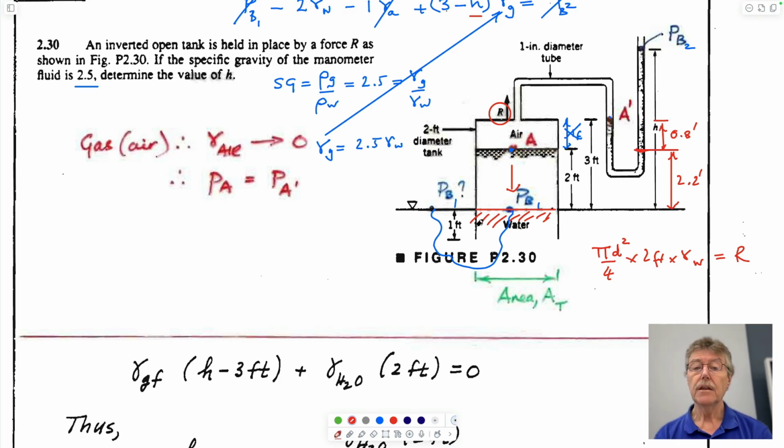Okay? The other way you could do it is you could calculate exactly what the pressure was here, because you know that's 0.8 magnitude of the gauge fluid. And if you multiply 0.8 by 2.5, which is the specific gravity, you get 2 feet, which is the height of water in here. 0.8 times 2.5 is 2 feet exactly. Okay. So those are the things that we'll do in this class.